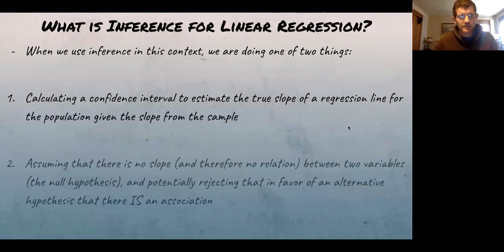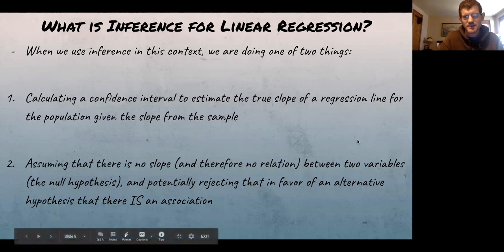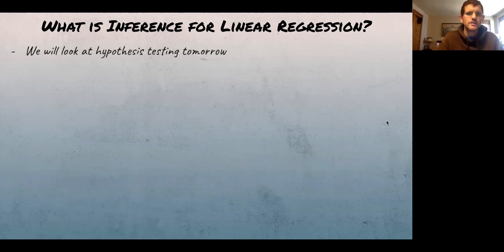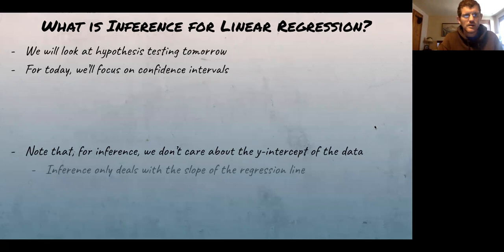Now, this is what we're going to be looking at tomorrow. Assuming there's no slope and no relation between two variables, we can test that hypothesis and determine maybe that the alternative hypothesis is more likely, that there is an association. I don't want to talk about that one too much. That's going to be the focus of tomorrow more. So this is hypothesis testing. We're not doing that today. Confidence intervals today. We don't care about the y-intercept, which is just a restatement of something I've already said. And we are only doing inference on the slope of the regression line.